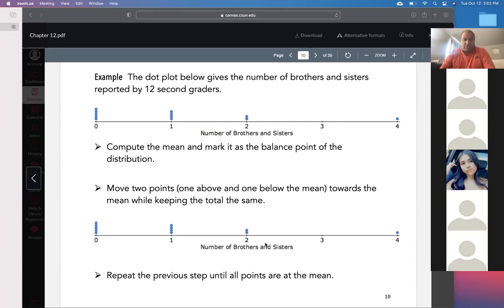So let's first compute it. How do we compute the mean mathematically? All these tricks that we're learning, this redistribution of wealth, the balance point, they're all nice. But at the end of the day, the easiest way to compute the mean is just to compute it. So how do I compute the mean here?